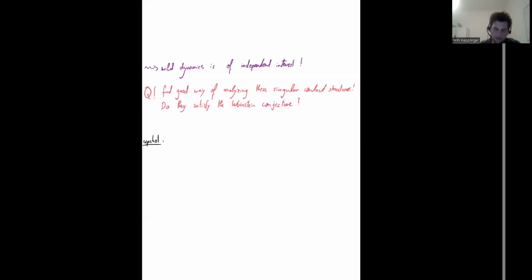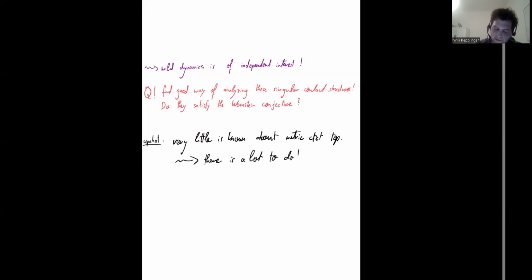So let me conclude with the following upshot, which is that actually very little is known about metric contact topology. Or, a slightly nicer way of putting this is that there is a lot to do. Hopefully I managed to convince you that finding out more about the way in which Riemannian metrics and contact forms interact is interesting for all kinds of reasons. And it would be cool to see more people trying to make progress in this direction.